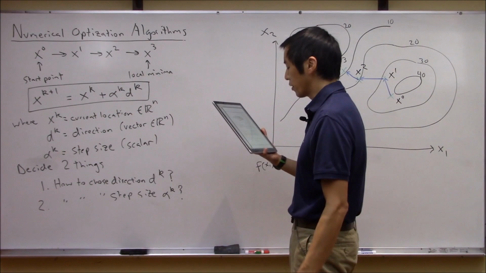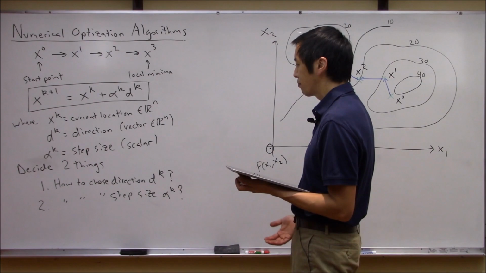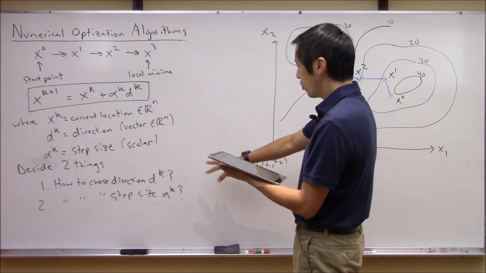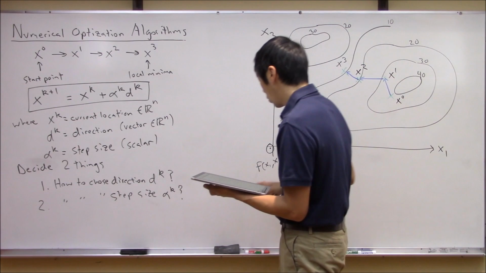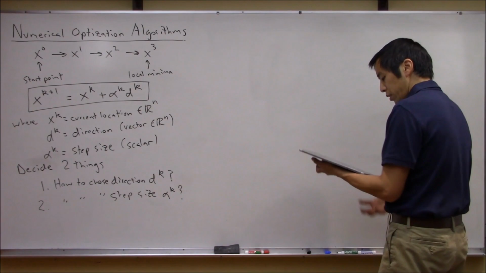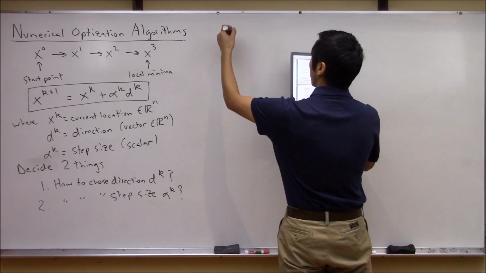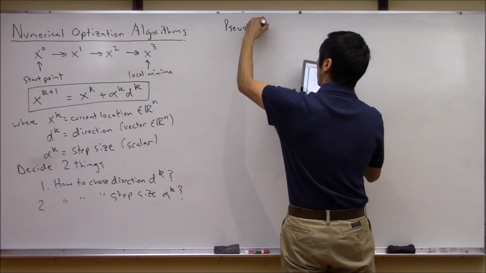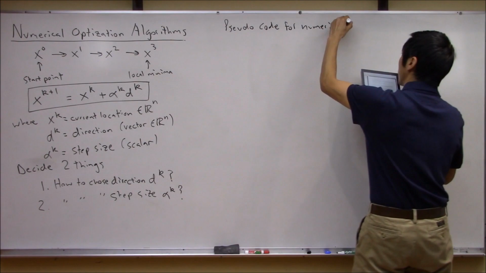So that's going to be part of a larger discussion. If you are able to pick these, let's talk about how this generally works. Give me a second, let me erase this, and let's outline a general algorithm of how this is going to go about. Let's outline some rough pseudocode for numerical optimization algorithms.